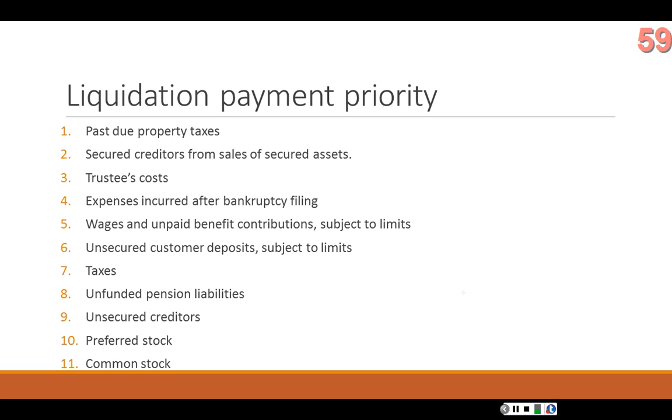So if a judge requires Chapter 7 bankruptcy, this is the payment priority. First, they will have to pay past due property taxes. Then they will have to pay secured creditors. Then the trustee's costs. Then the bankruptcy expenses. Then wages and unpaid benefit contributions, unsecured customer deposits, taxes, unfunded pensions, unsecured creditors, preferred stock, and finally common stock.